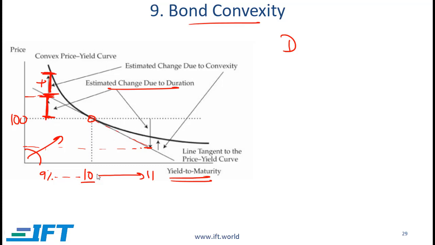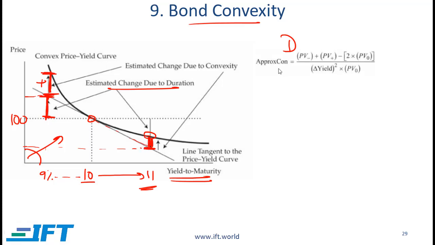What if interest rates go up to 11%? Then according to the duration measure, the bond price will be here, but then we add this amount, which is the convexity adjustment, to get closer to the actual bond price.